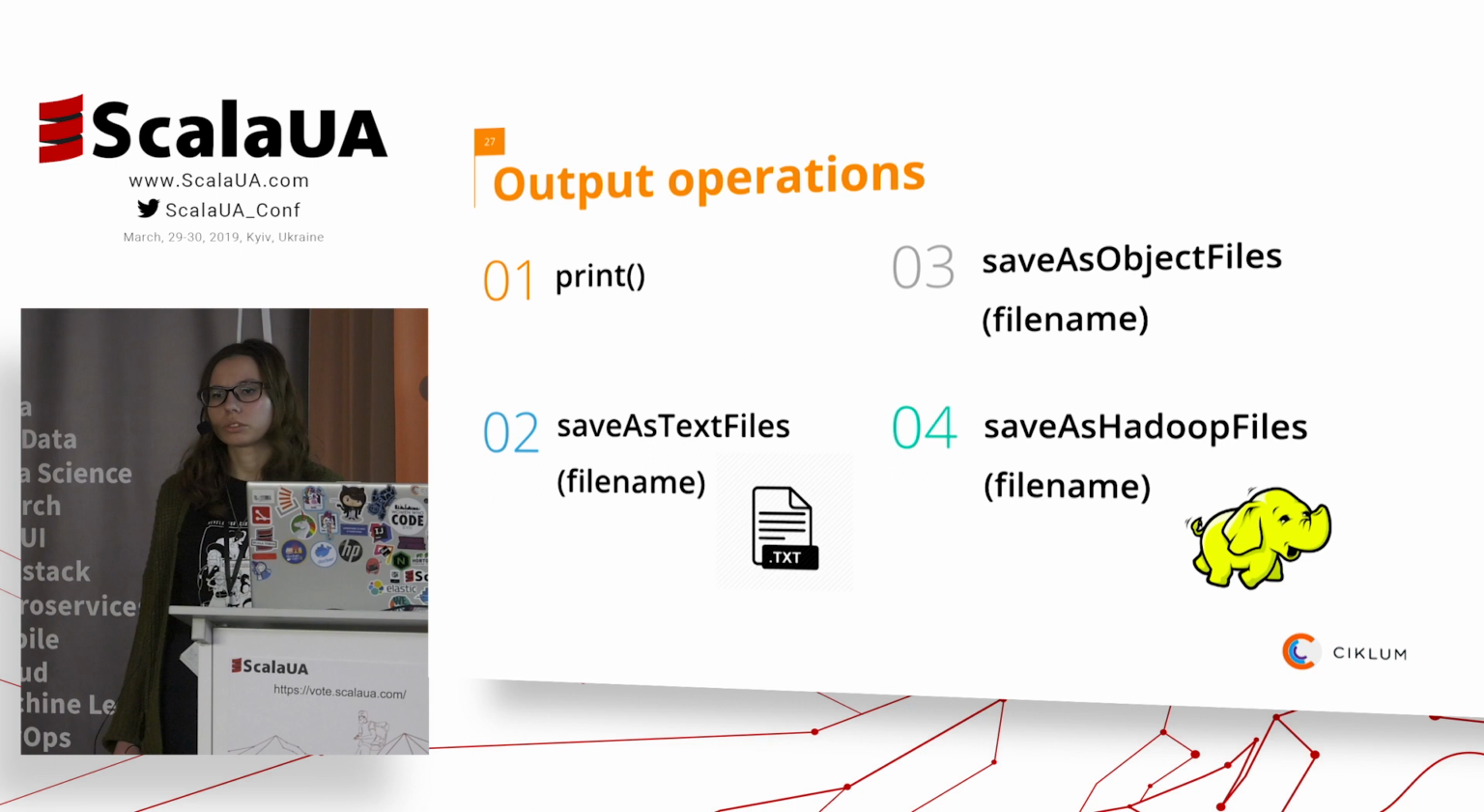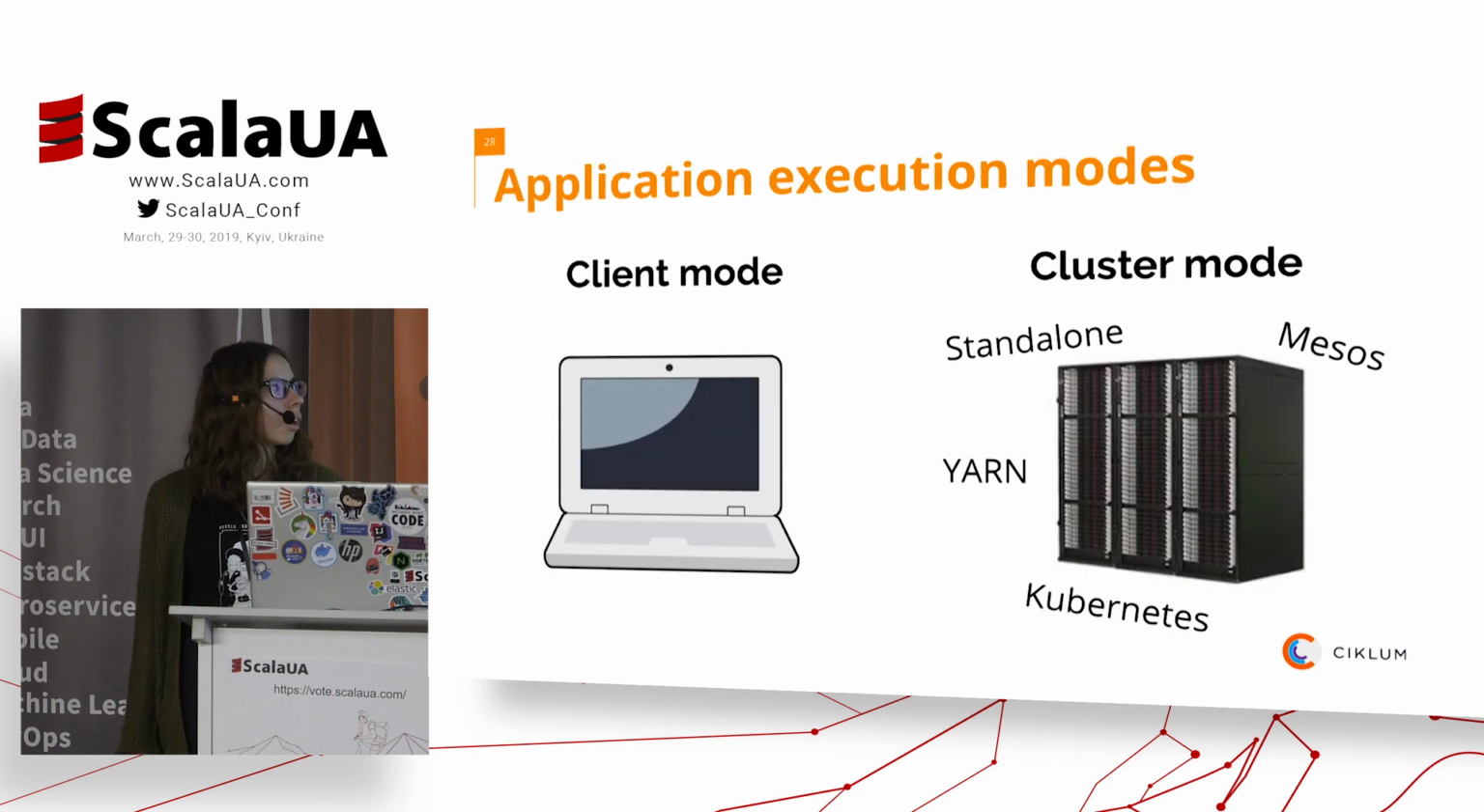Also, there are a couple of output operations. These are mostly for debugging, so it's console, different file types. However, in larger and more production level systems, we use different storage systems, various databases or messaging systems. It mostly depends on the architecture.